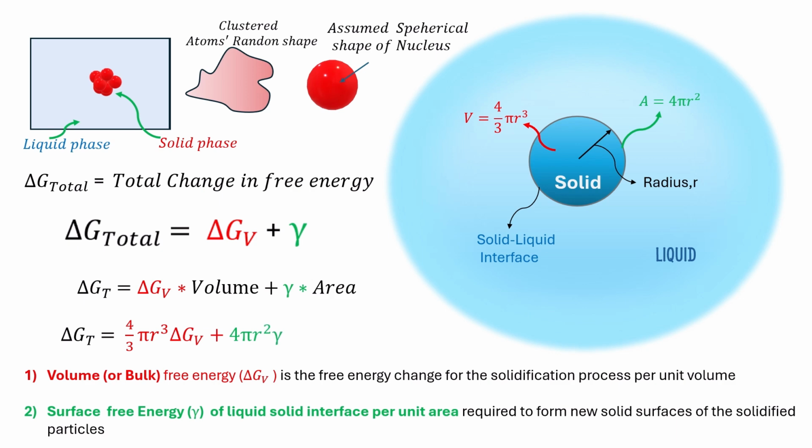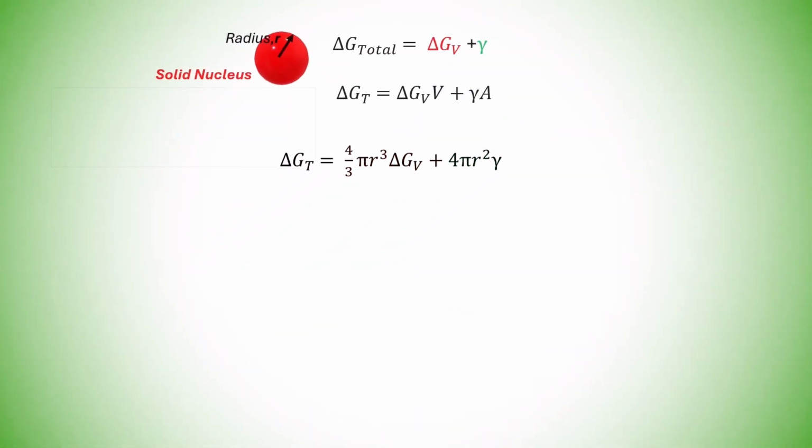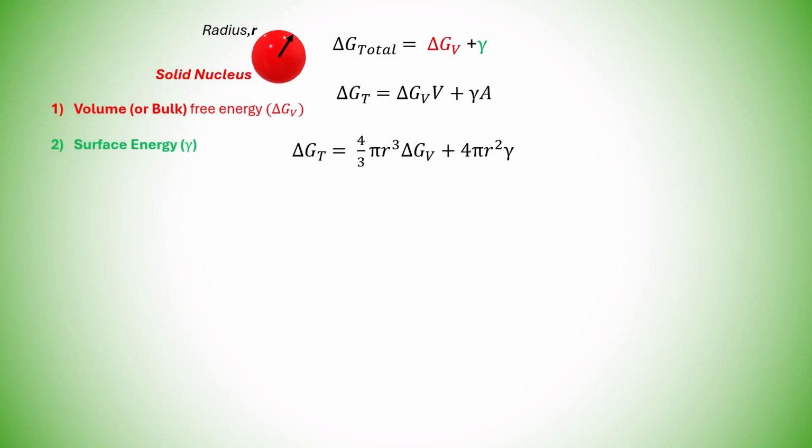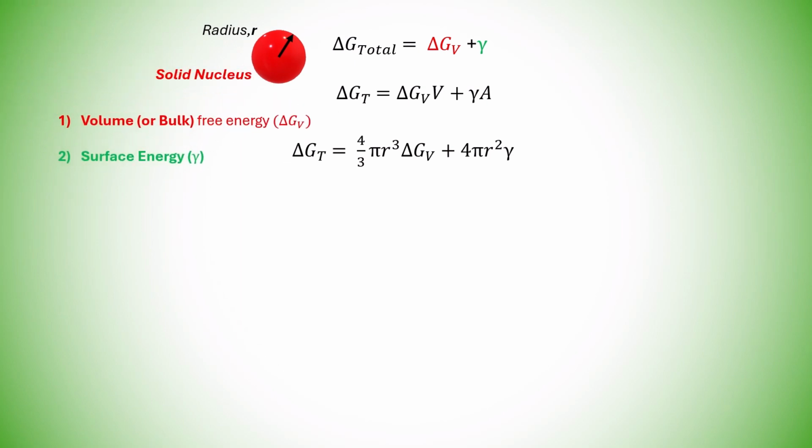So now we have two free energies. One is associated with volume change as liquid is transformed into the solid phase, which reduces the volume, and another is associated with surface area. As the solidification grows, the surface area of the solid phase increases.